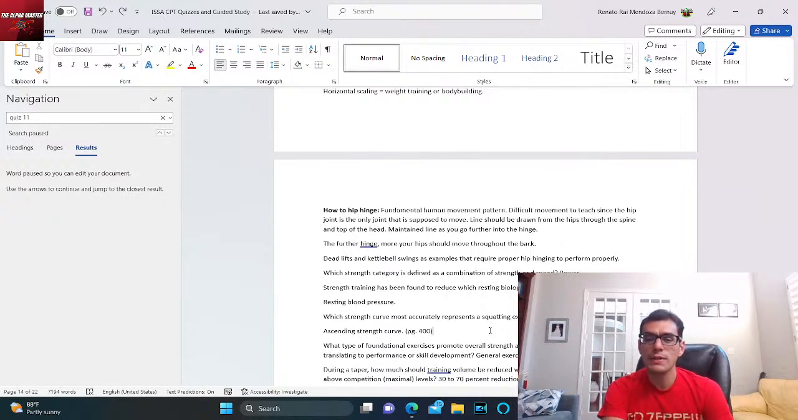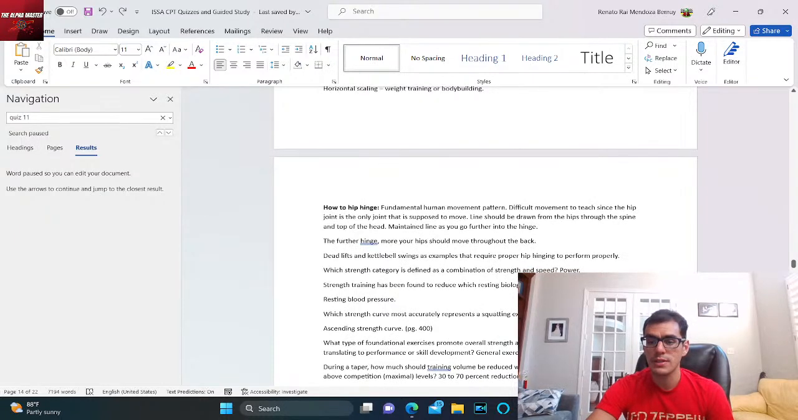During a taper, how much will training volume be reduced while exercise intensity remains at or above competition maximum levels? Training volume should be reduced by 30 to 70% during a taper.